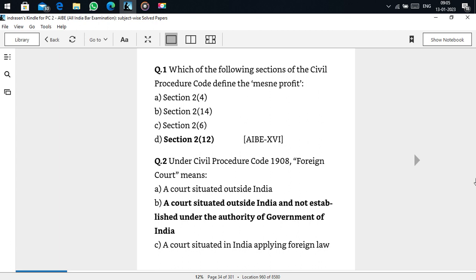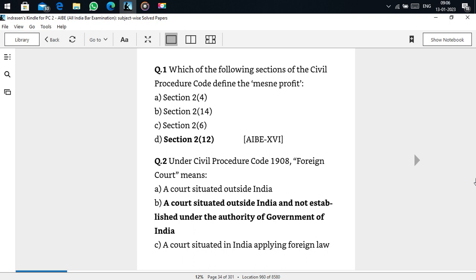Section 2(12) talks about the mesne profits. Friends, when we go through this, it will give an idea of how the topics can be. So here it is a question of mesne profits under Section 2. It may be something else also. The reason is that we have the opportunity to use our bare acts, so at least we'll have an idea how the questions will be framed. And from CPC, at least 10 questions we can expect.